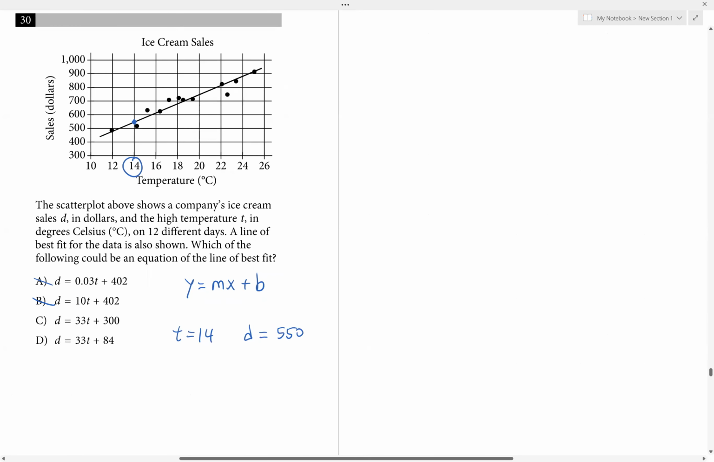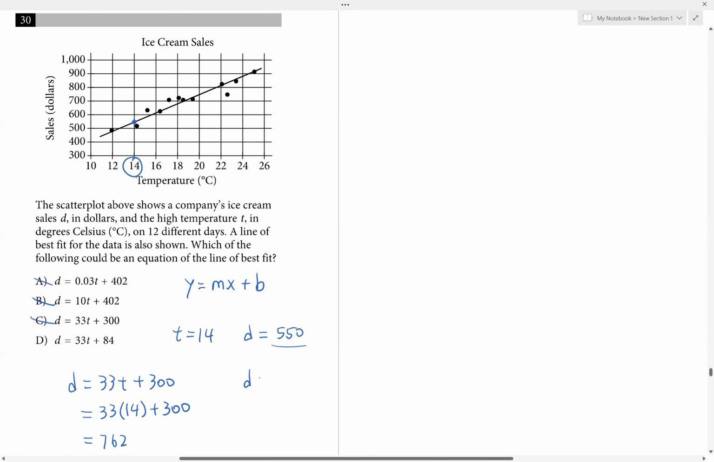So between C and D, let's try C, right? C says D equals 33T plus 300. So T is 14, so it will be 33 times 14 plus 300. We can just solve this in the calculator. 33 times 14 is 462, plus 300 is 762. Unfortunately, that's too big, right? It's 200 more than what we want. So that's not going to be it.